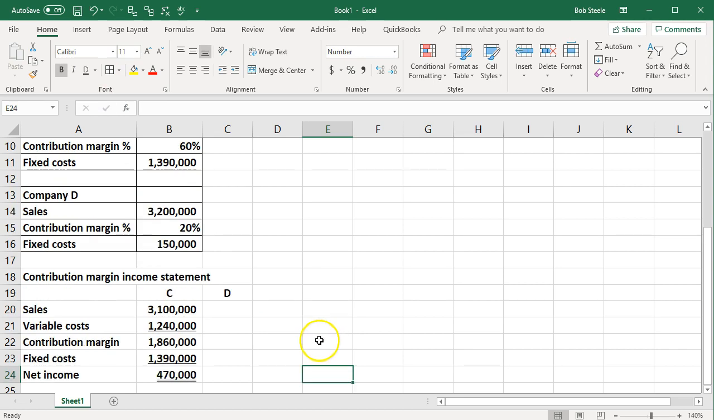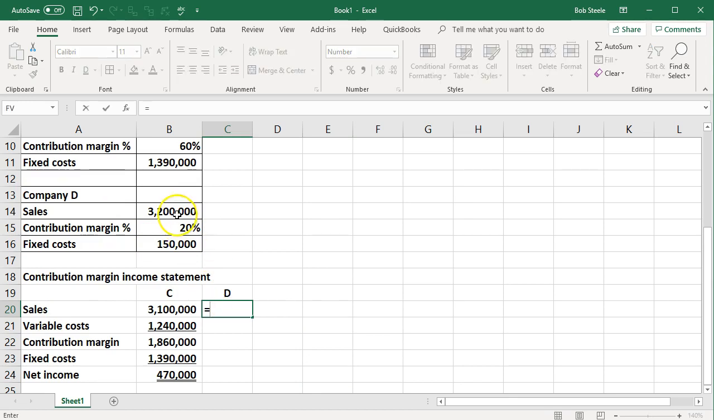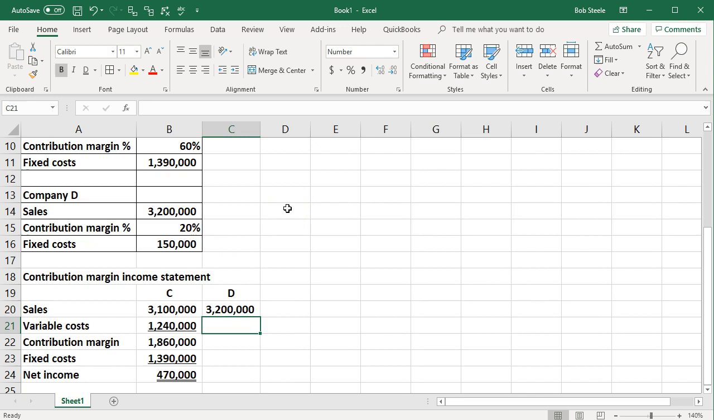Let's do the same thing for D now. This is our company D data. So we'll go down below and say, all right, D has sales of 3,200,000. D has variable costs we don't know yet, but we know the contribution margin percent. And therefore, we could say this equals the sales times the contribution margin percent. That'll give us the contribution margin. And then we can figure out the variable costs by saying that we know that sales minus variable costs equals the contribution margin. And therefore, variable costs equals sales minus the contribution margin. And that'll give us our 2,560,000.